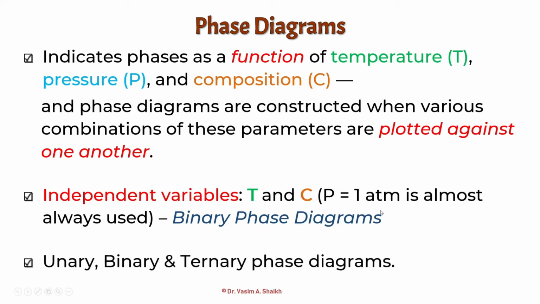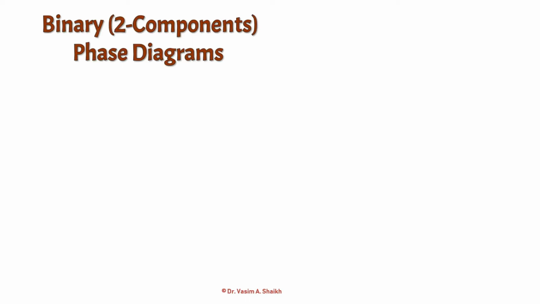There are different types of phase diagram like unary phase diagram, binary phase diagram and ternary phase diagram. I have discussed these types of phase diagram in an earlier video. So now let us move on and see what is a binary, two component phase diagram. As we progress in this video, we will talk about what is an isomorphous phase diagram as well.